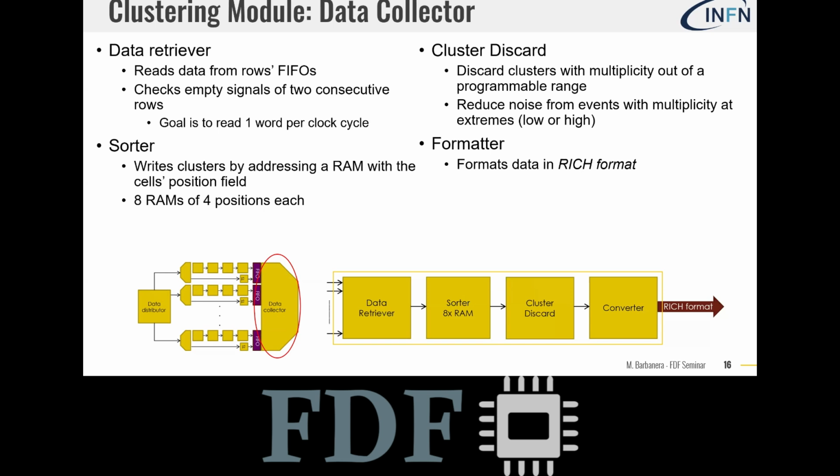The cluster discard discards clusters with multiplicity out of a programmable range, just to reduce the noise from events with multiplicity at lower extremes or higher extremes. Then the last step is to convert the clusters in the common RICH format of the gateway. The thing that we had to be careful about was in the data retriever: in order to maintain the throughput of one word per clock cycle, it had to read and react to the empty signal of just two consecutive cycles.